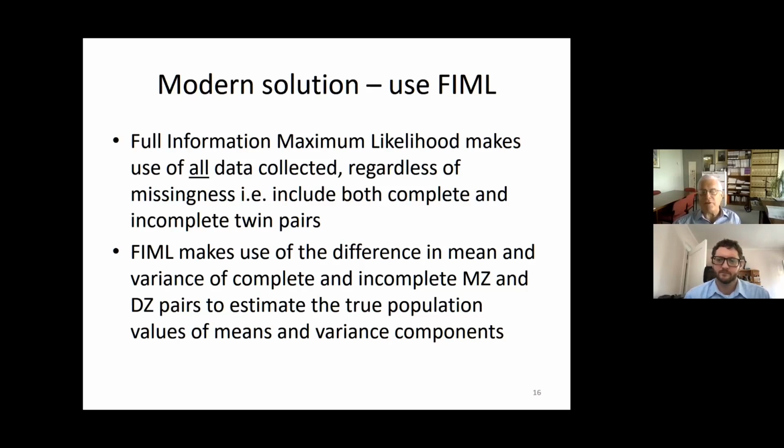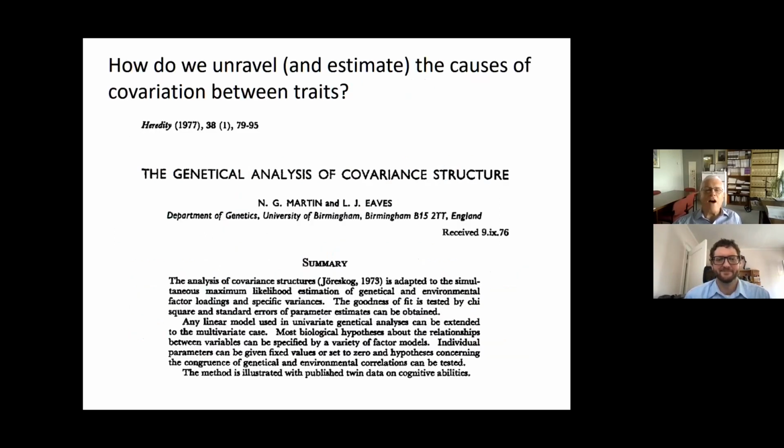And always make sure you put the same effort into collecting incomplete pairs as your complete pairs. And I mean the same effort. You don't put more effort or less effort. You put the same effort, because otherwise the sampling theory doesn't hold. Okay, enough on that.